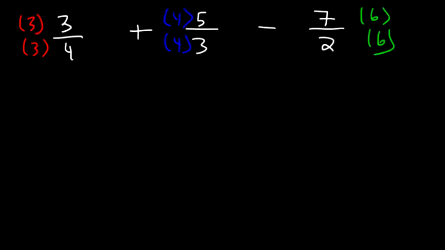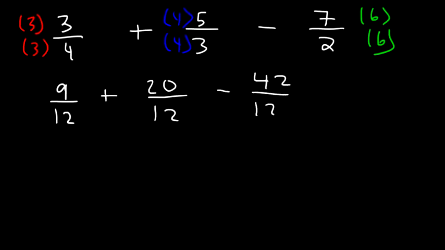So looking at the first one, 3 times 3 is 9. 3 times 4 is 12. 4 times 5 is 20. 4 times 3 is 12. 7 times 6 is 42. 2 times 6 is 12.